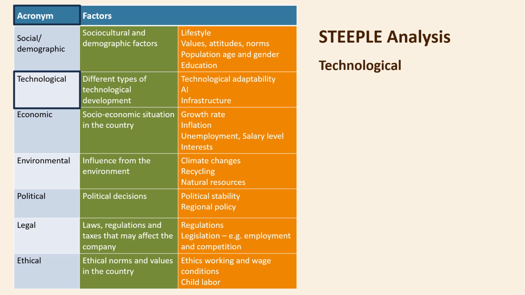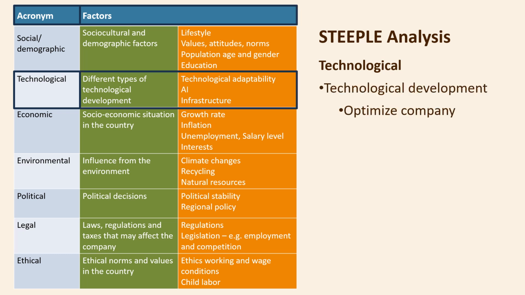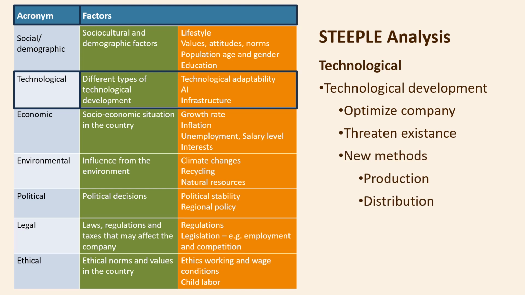The second factor in the STEEPLE analysis is technological. This factor refers to various forms of technological development which may help to optimize some companies, but for others it may threaten their existence. Technological development is moving fast, which means new methods of producing goods and services, new ways of distribution, and new ways of communicating with customers and customer opportunities.